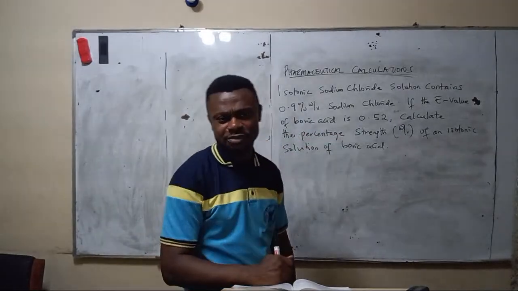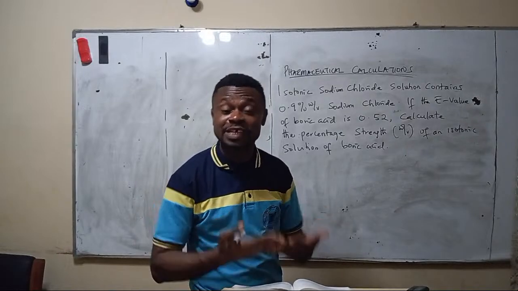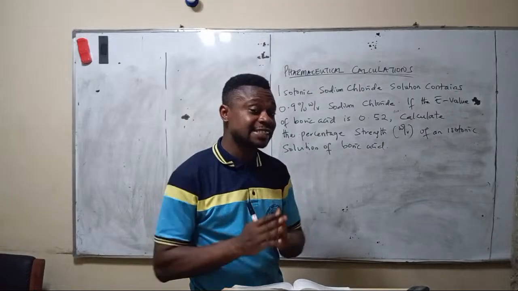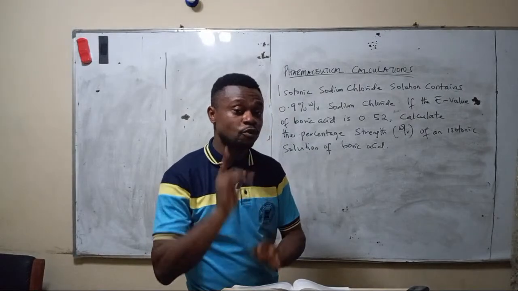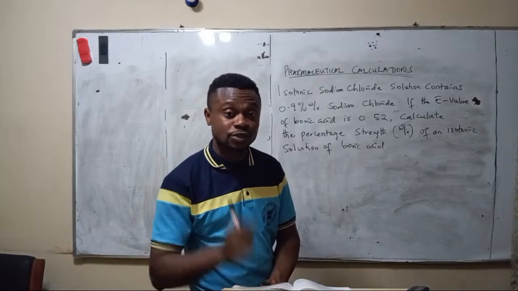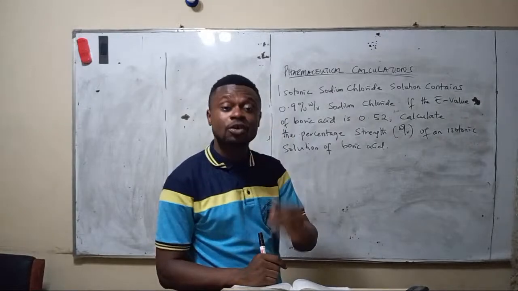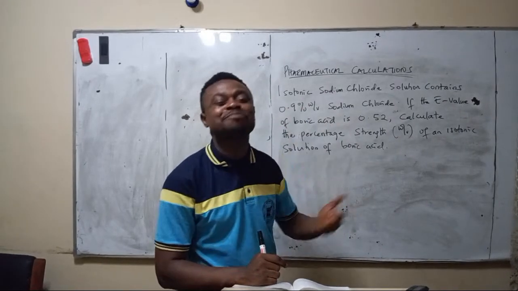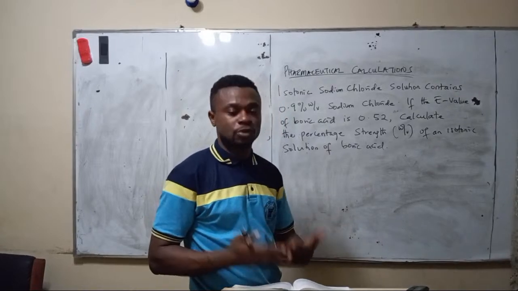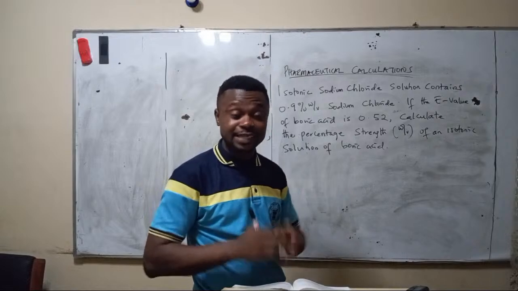What is E value? If E value of boric acid is 0.52, what it means is that 1 gram of boric acid has the same tonic effect with 0.52 gram of what? Sodium chloride. That's the meaning. This E value means sodium chloride equivalent. That means 1 gram of boric acid is equivalent to 0.52 gram of sodium chloride in terms of tonicity.